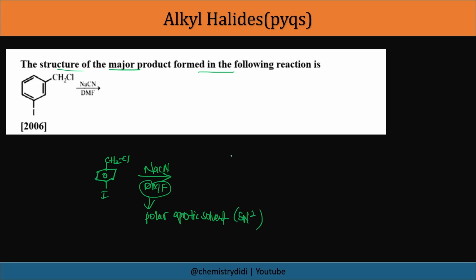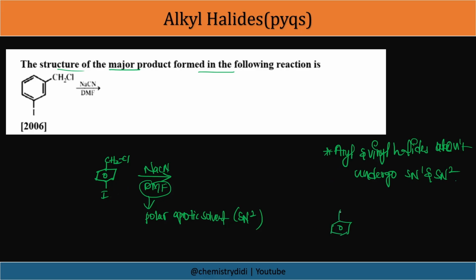Alright. And also one more thing that I wanted to tell you here. Aryl and vinyl halides won't undergo SN1 and SN2 under normal conditions. Because what is an aryl halide? When the halogen is directly attached to the benzene ring, that is the aryl halide, and this is the vinyl halide. Generally, this is an important point.